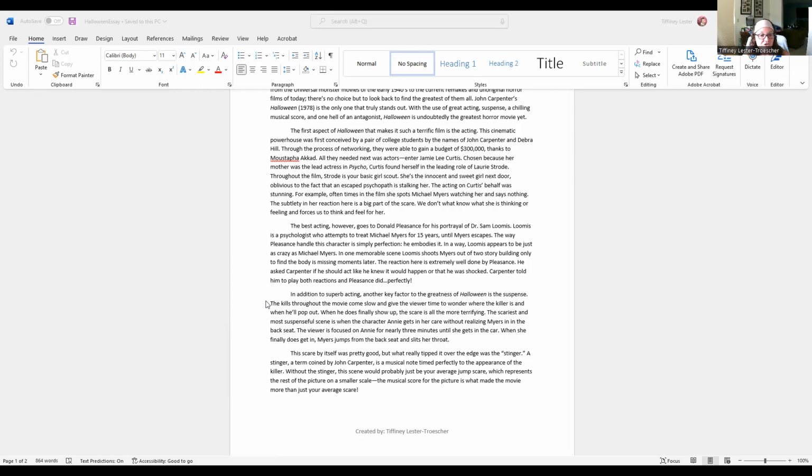He asked Carpenter if he should act like he knew it would happen or that he was shocked. Carpenter told him to play both reactions, and Pleasence did perfectly. In addition to superb acting, another key factor to the greatness of Halloween is suspense.